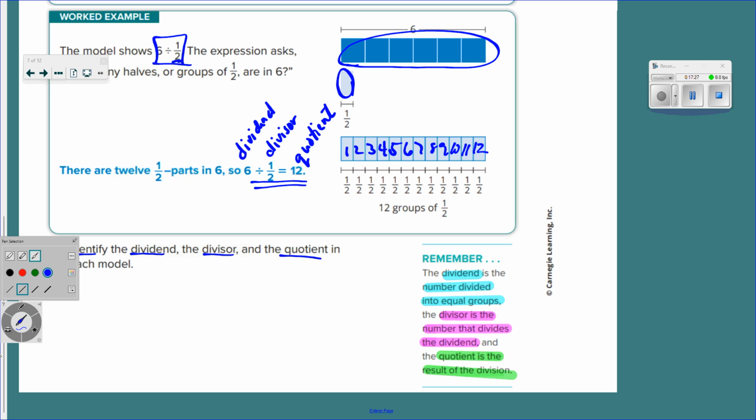Any questions on this first page? Okay, guys, I'll be honest, your math terminology is really important, because if you can understand those 3 pieces, it's going to make the rest of this a lot easier. Okay, so let's go to our next page.